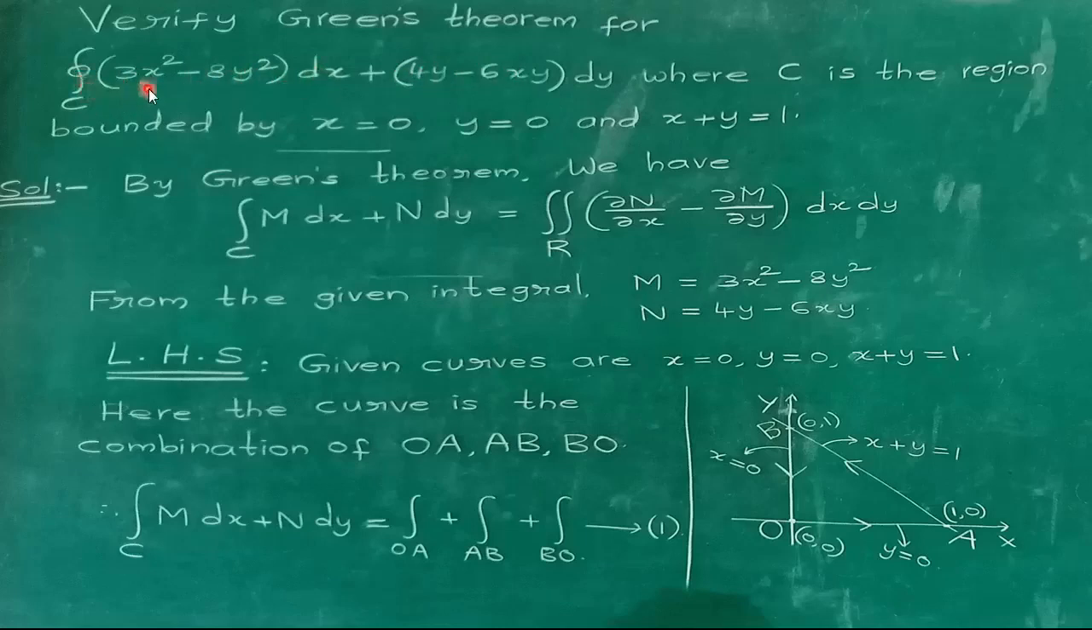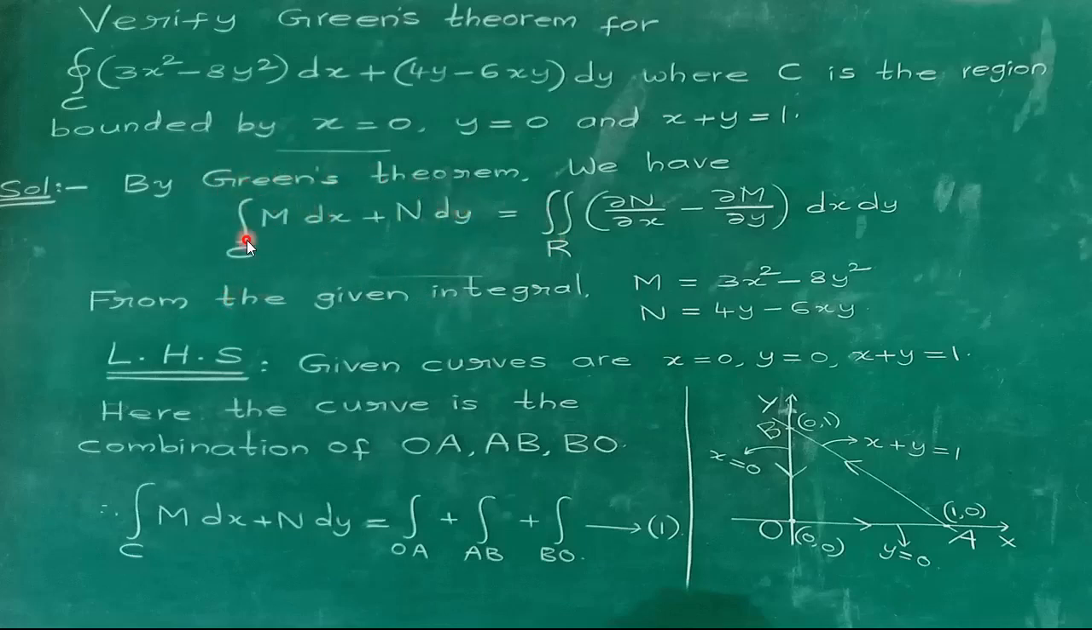Integral C 3x square minus 8y square into dx plus 4y minus 6xy into dy. This is of the form integral C m dx plus n dy form. So where m is equal to what is that? M is equal to 3x square minus 8y square and n is equal to 4y minus 6xy. Now first I can evaluate the line integral. Line integral means LHS value. So first I can evaluate LHS value.